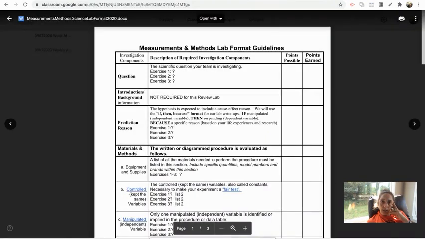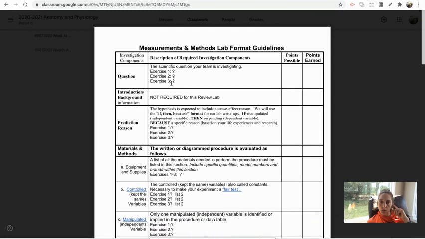If you go to the actual how to write up the lab, I have taken each one of those exercises, 1, 2, and 3, and put it in here. So this is where you would write a question.